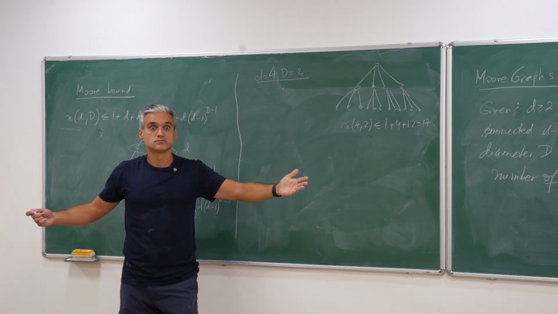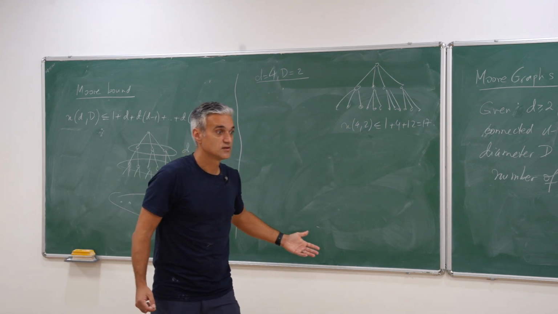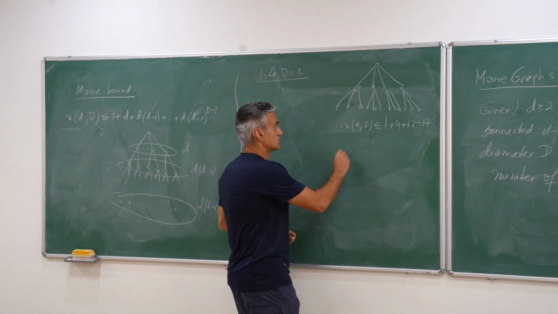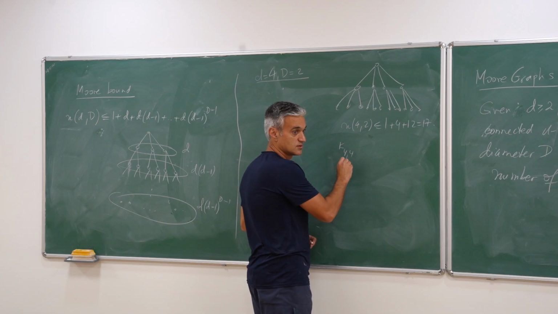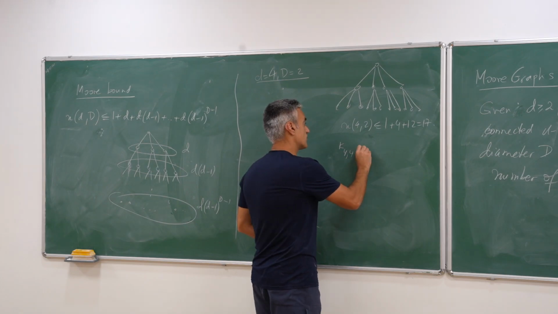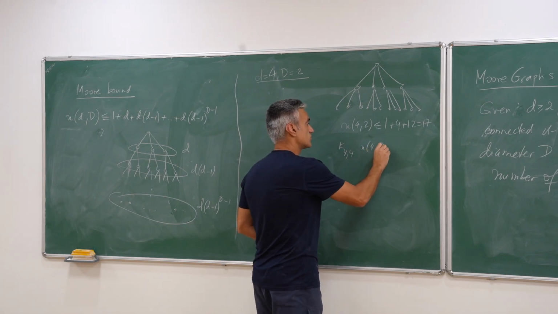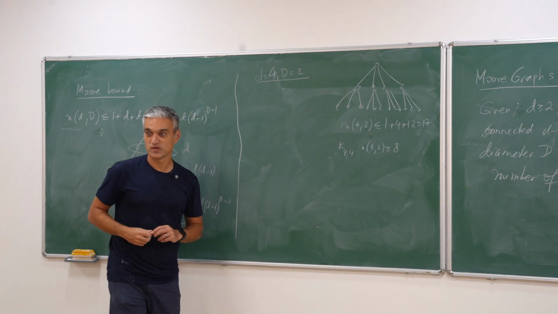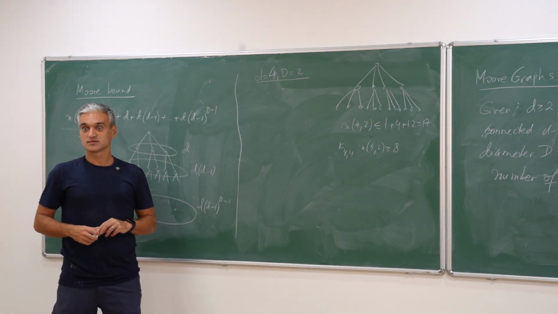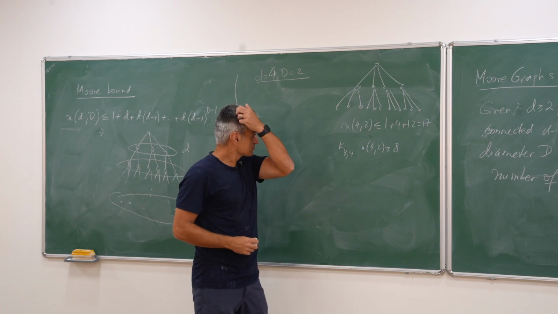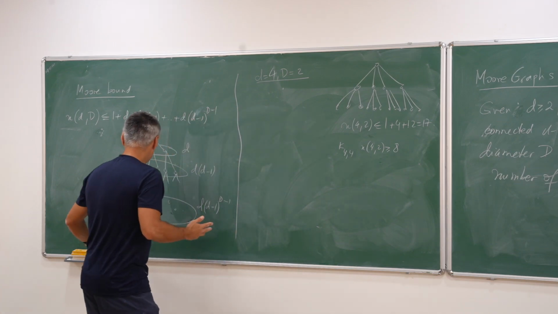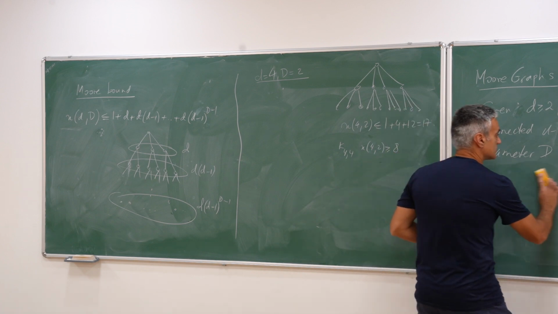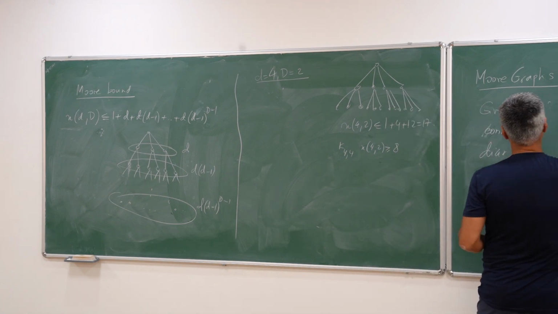So N(4,2). The complete bipartite graph K(4,4) will give you N(4,2) greater than or equal to 8. Okay, so the problem becomes interesting very quickly, interesting and difficult.